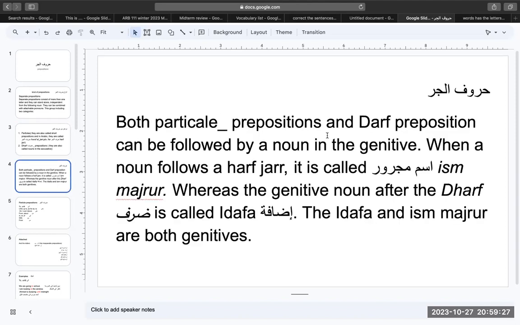Both particle prepositions and ظرف prepositions can be followed by a noun in the genitive. When a noun follows a حرف جر, it is called اسم مجرور بحرف الجر. Okay, شباب? The noun will be اسم مجرور, which means the dragged noun. Whereas the genitive noun after the ظرف is called إضافة. The إضافة and اسم مجرور are both genitives.